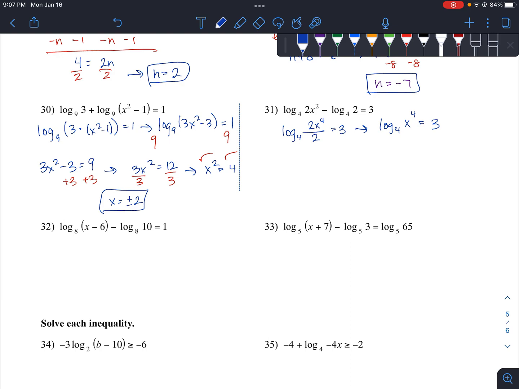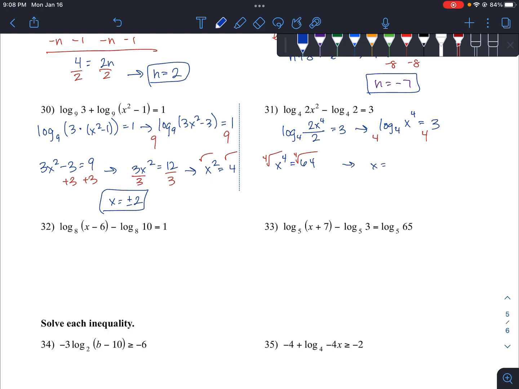Okay, so then let's see, I can exponentiate both sides with a base of 4 to get rid of the logarithms. So this right here would cancel, leaving me with x to the 4th equal to 4 to the 3rd. 4 to the 3rd would be 4 times 4, which is 16, 16 times 4, which is going to be equal to 64. Okay, and then from here I'll do a 4th root on both sides.